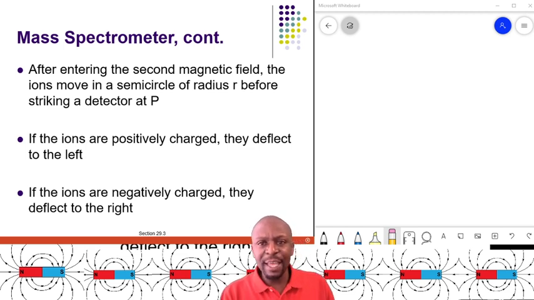Now, after entering the second magnetic field, the ions move in a semicircle of radius r before striking a detector at point P. If the ions are positively charged, they deflect to the left, and if the ions are negatively charged, they deflect to the right. As a result, and this is very important, we are able to separate the positive ions from the negative ions just by applying the magnetic field as well as the electric field.